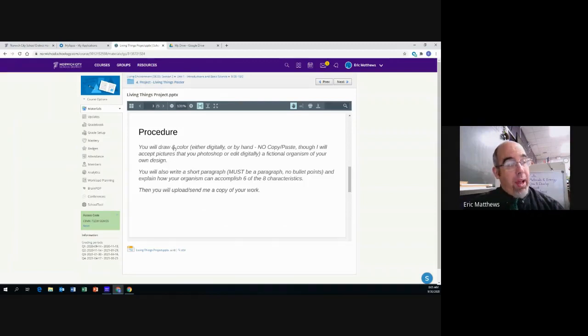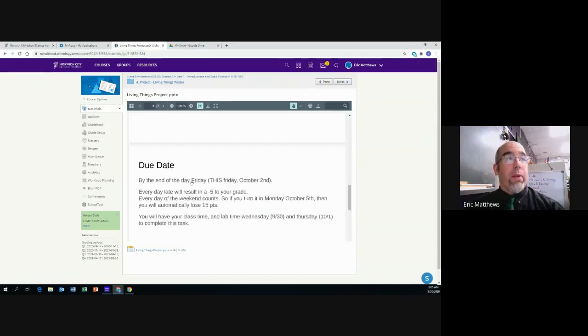If you take a picture of a rabbit and then you take the antlers of a deer and you put the two together, that's not your own, that's a jackalope. That exists and has existed as a cryptid for hundreds of years. So that's part 1. Create your own picture. Then you're also going to write a paragraph, and it must be a paragraph. I will not accept bullet points. And you have to explain how your organism does the 6 characteristics that you chose. Then, of course, send me a copy of your work.